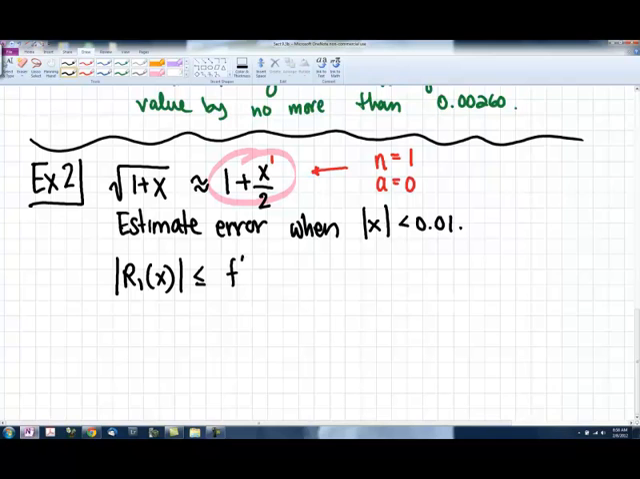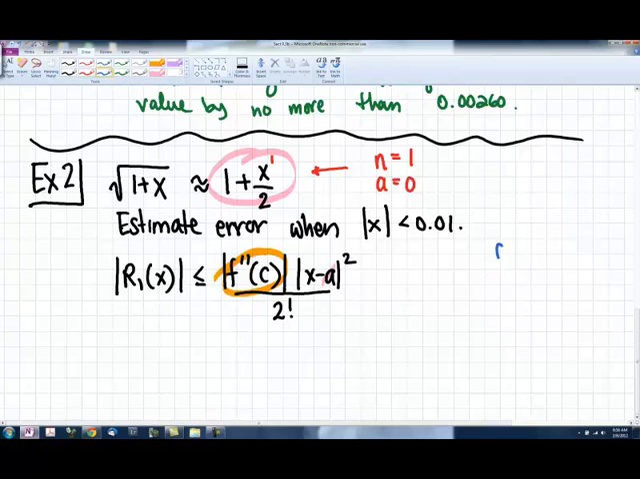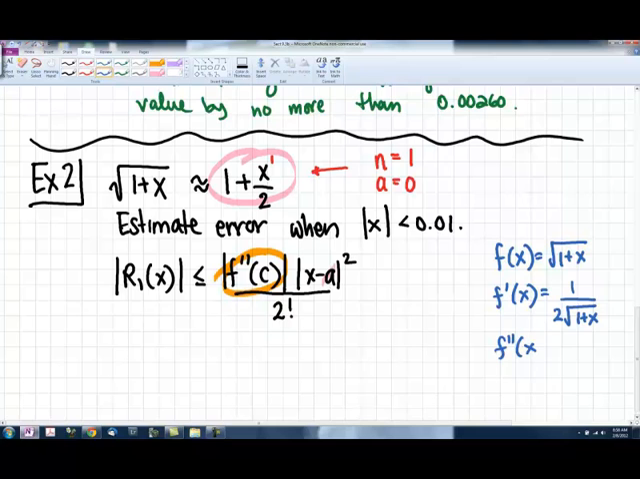Well, that's going to use the n plus 1 derivative, so in this case, the second derivative of f times (x minus a) squared all over 2 factorial. I know a is 0, but now I don't know what the second derivative of f is, so we're going to have to calculate it. So over on the side, let's figure out: f of x is square root of 1 plus x. So f prime of x is going to be 1 over 2 square root of 1 plus x, and then the second derivative is going to be negative 1 over 4 times (1 plus x) to the 3/2 power.